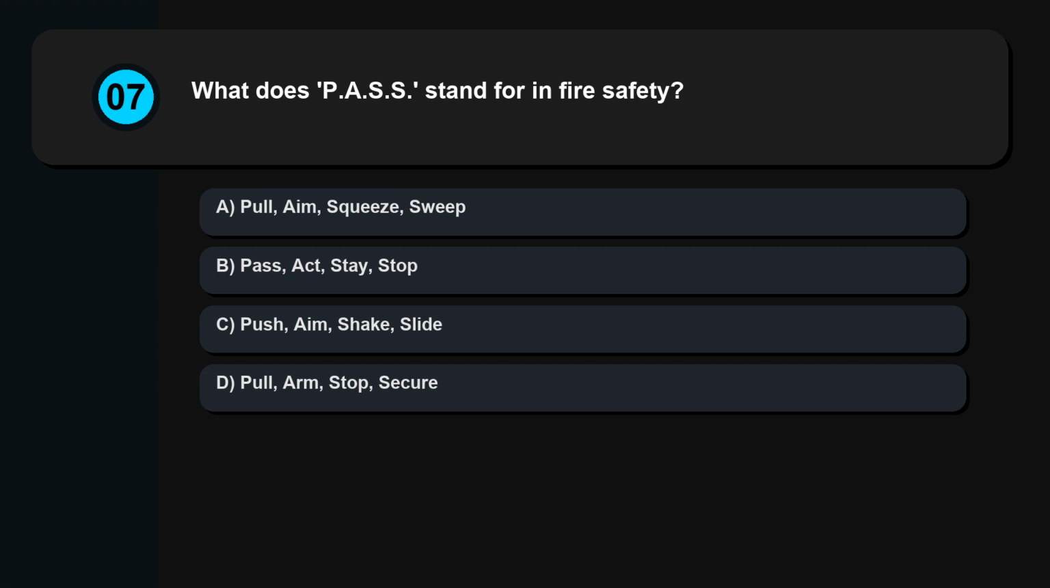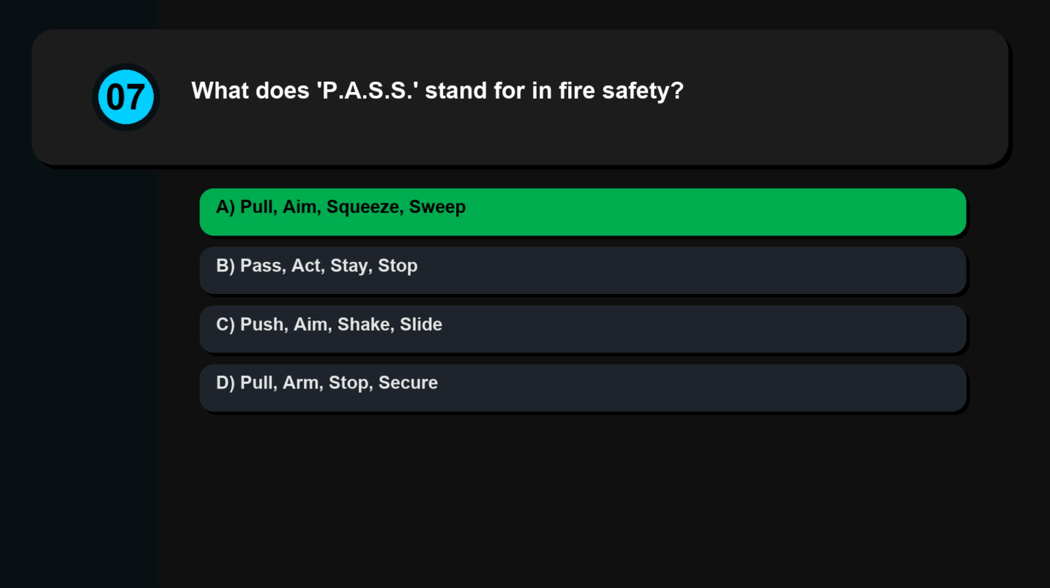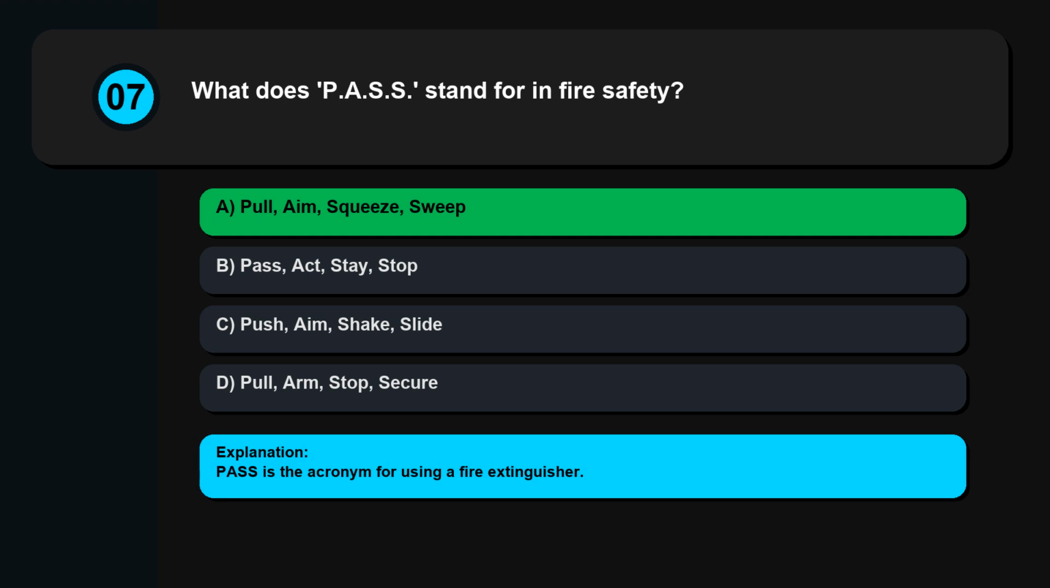Question 7. What does PASS stand for in fire safety? Pull, aim, squeeze, sweep. PASS is the acronym for using a fire extinguisher.